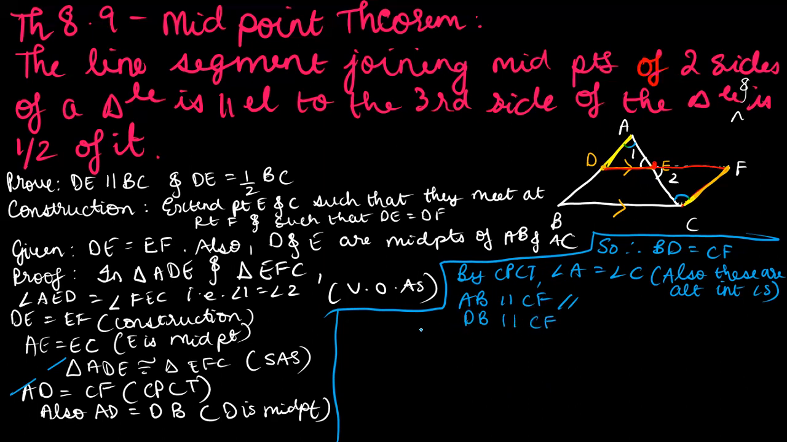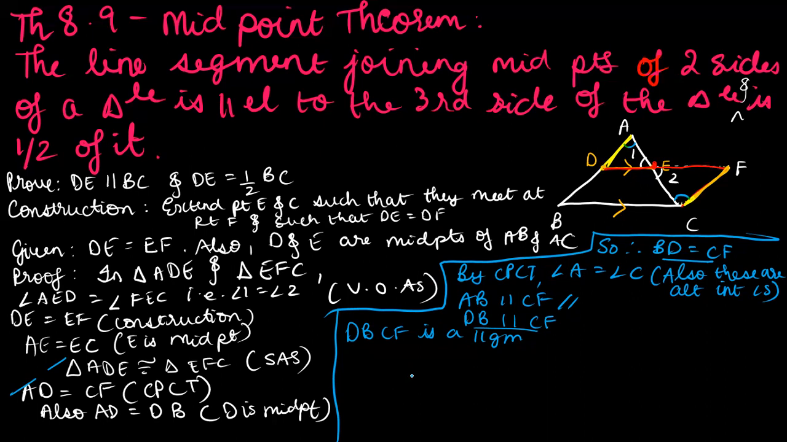So thus I can say that DBCF, look at the figure, is a parallelogram. Why? Because DB is equal to CF, and also DB is parallel to CF. We had studied in the previous theorem that if a pair of opposite sides are equal and parallel to each other, then the quadrilateral is a parallelogram. Exactly, right? So DBCF is a parallelogram.